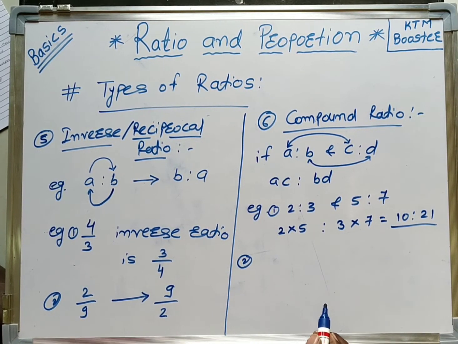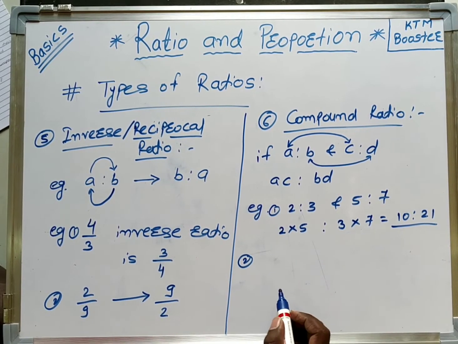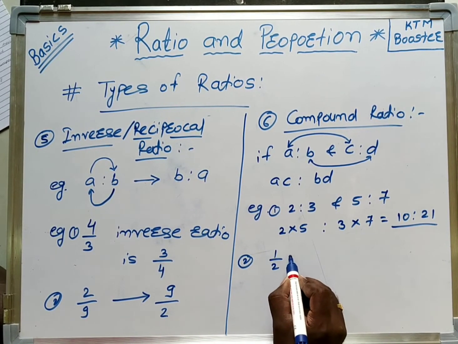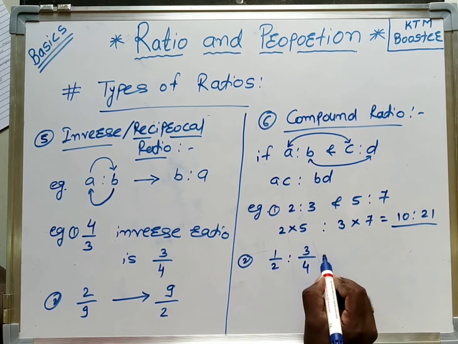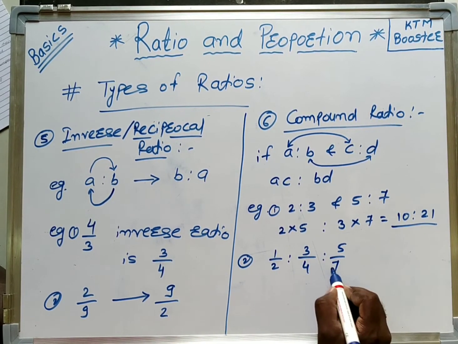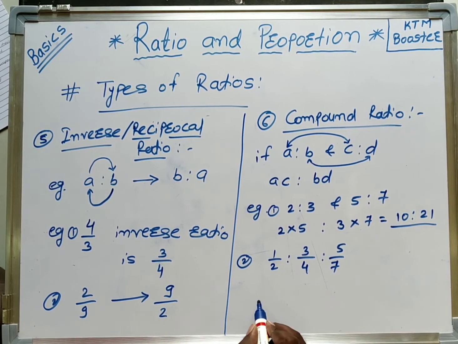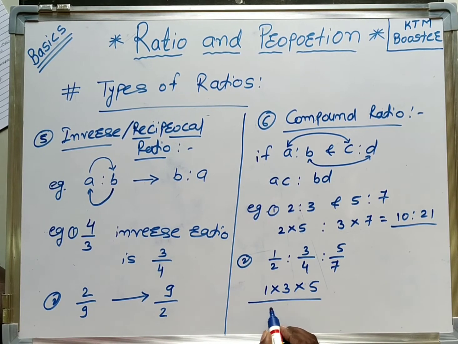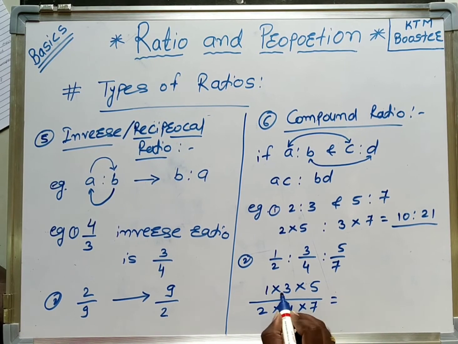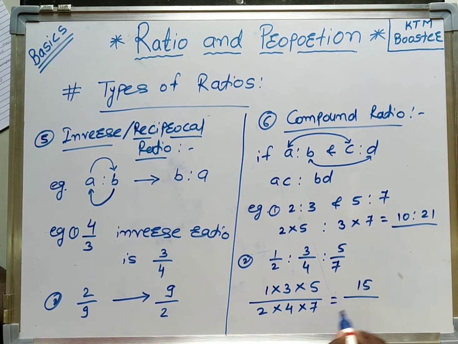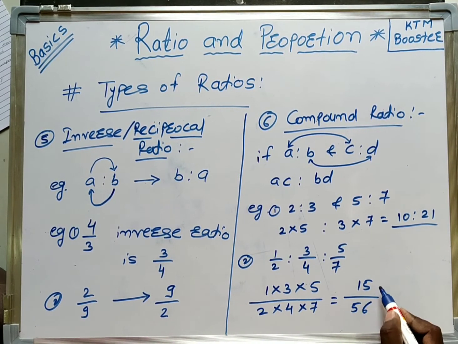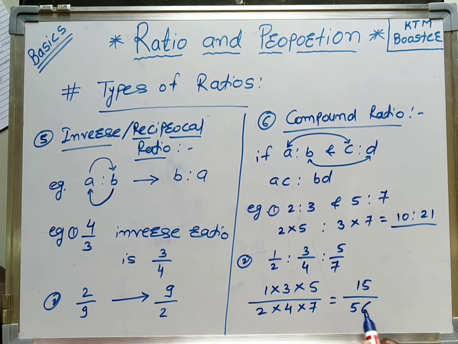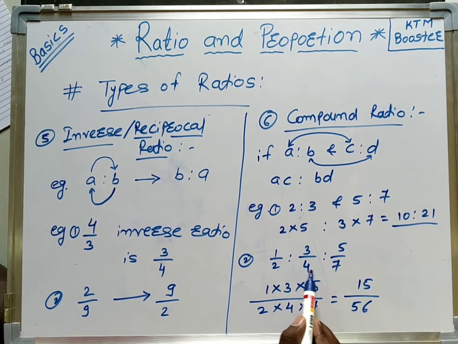What will be the compound ratio if three ratios are there? That is 1 by 2, 3 by 4, and 5 by 7. Then the compound ratio will be 1 into 3 into 5 divided by 2 into 4 into 7. That is 5 3s are 15, divided by 7 4s are 28, 28 2s are 56. Now 15 upon 56 is the compound ratio of 1 by 2, 3 by 4, and 5 by 7.